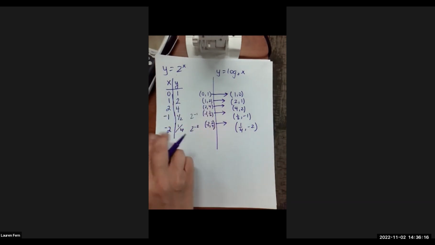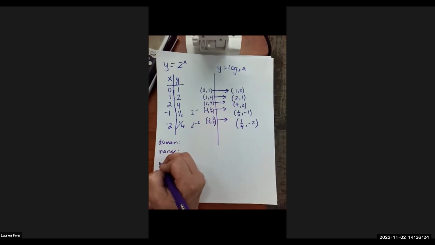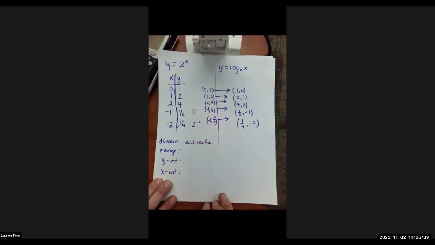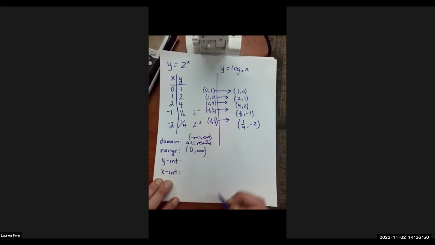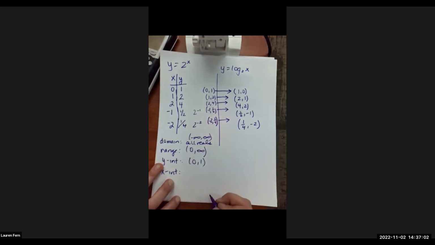Let's also do one more thing with our exponentials. Let's talk about our domain, our range, our y-intercept, and our x-intercept. Anyone remember what the domain of exponential functions is? Yep, all reals, -infinity to infinity. Anyone remember what the range is? 0 to infinity. Good job. What's my y-intercept? It's right up here. Isn't it the ordered pair 0, 1? And remember, there is no x-intercept. We have a horizontal asymptote at 0.